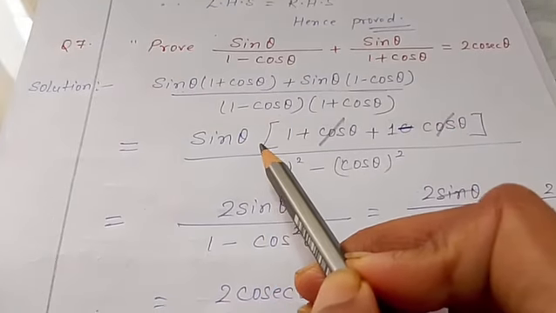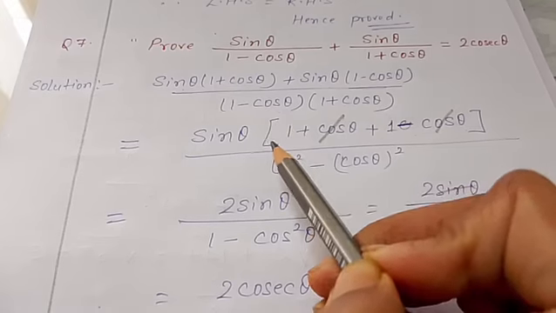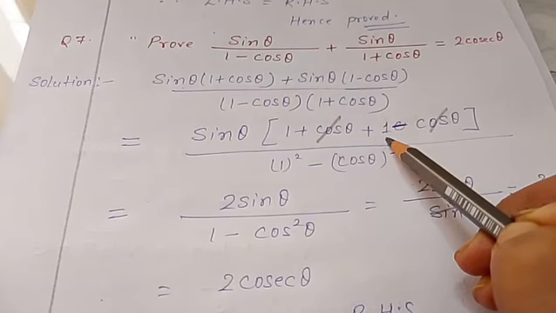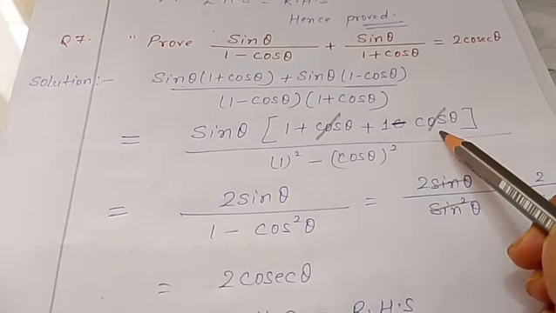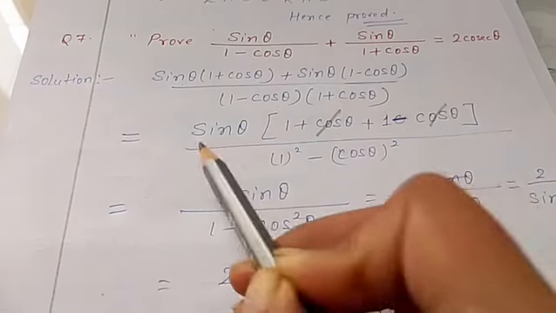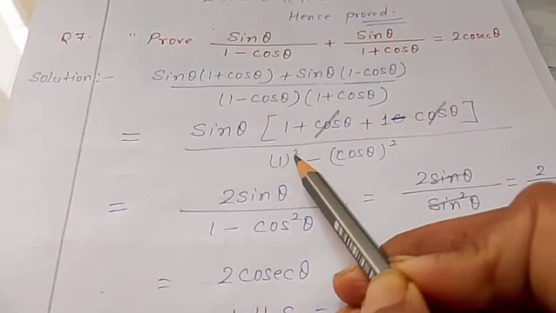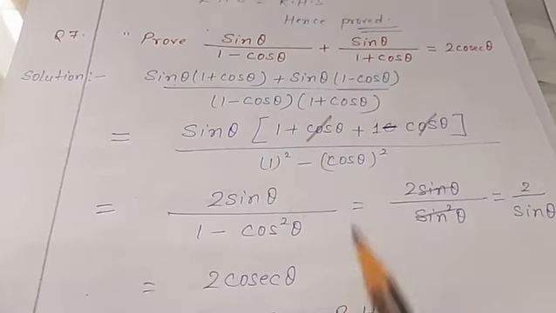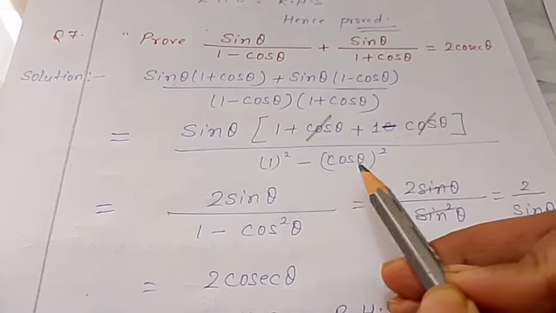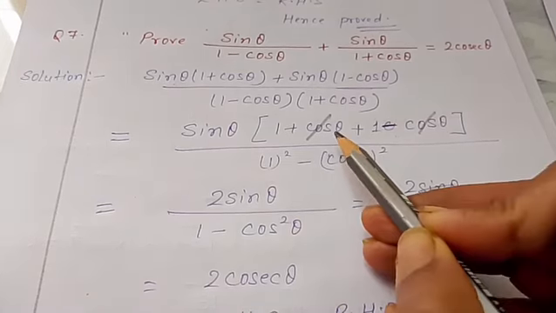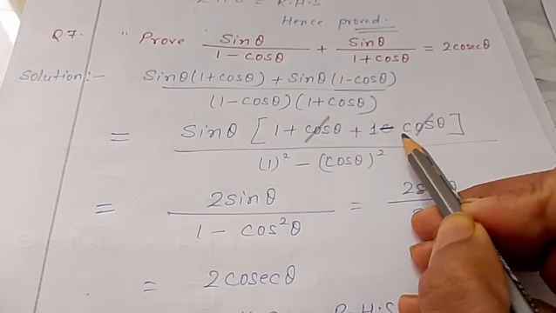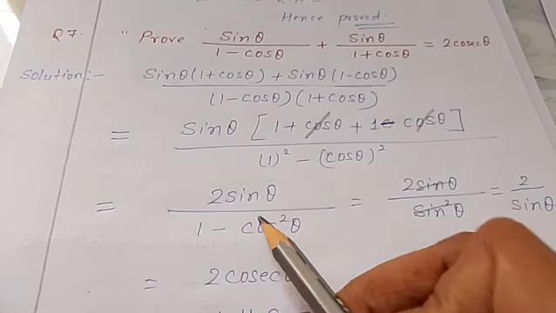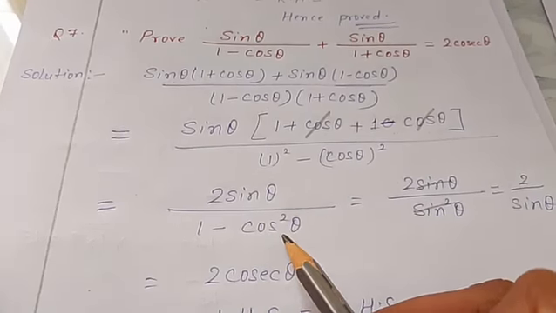Sin theta is a common factor. Open bracket 1 plus cos theta plus 1 minus cos theta bracket close upon 1 whole square minus cos theta whole square. The denominator is a difference of squares. Plus cos theta minus cos theta cancels, leaving 2 sin theta upon 1 minus cos square theta.